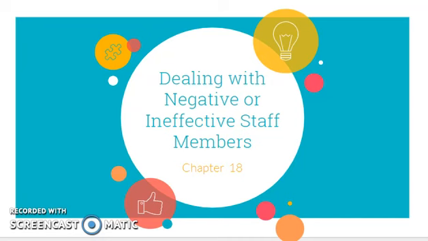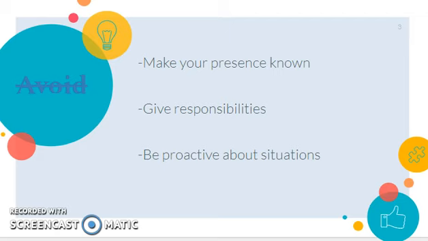Chapter 18 is titled Dealing with Negative or Ineffective Staff Members. In this chapter, we learn how to deal with those staff members that we know are in all of the schools. Whether they have a bad attitude or try to do the bare minimum to get by, there is one thing for certain we should never do. The worst thing you can do is to avoid those negative or ineffective staff members.